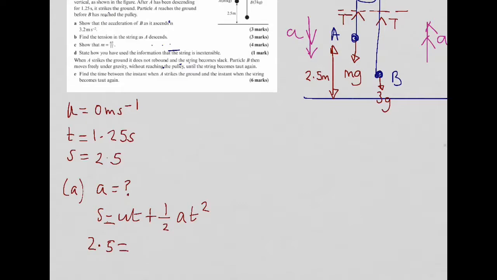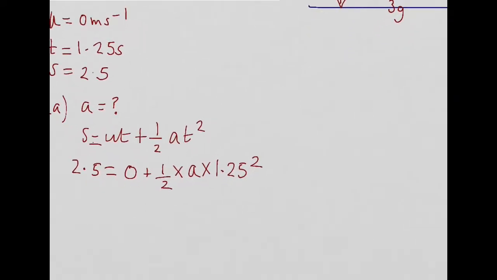UT, so U is 0 times T, so that would be 0 plus a half multiplied by A, which is what I want to find, multiplied by T squared. Typing that into my calculator now, I'll get 2.5 equals 0.78125 A.